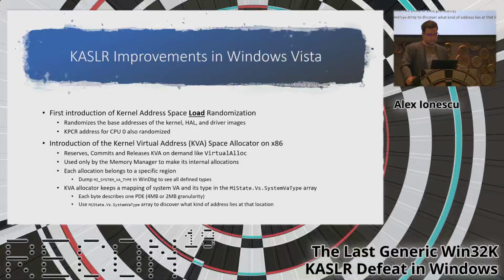So outside of kernel images, everything else was fixed at predetermined locations. And even though the heap manager tried to randomize the allocations, the kernel heap is a small 100 megabyte fixed region pre-Vista. So in Vista, we have the introduction of the kernel virtual address space allocator on 32-bit, which basically now grabs address space as it needs to.